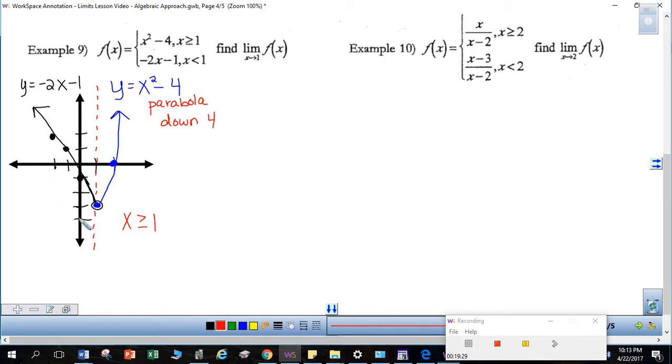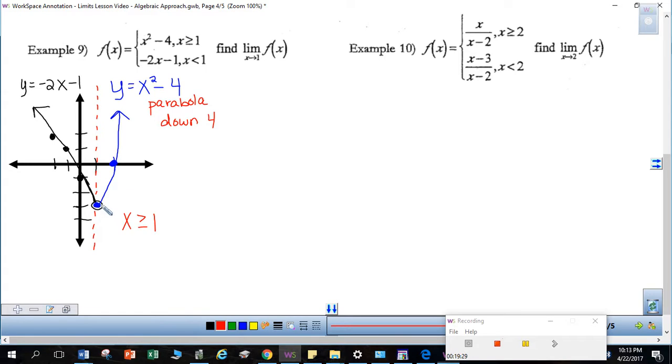So from our vertex, we could get 2 more points, going over 1, up 1, and then over 2, up 4. So remember, that's sort of the general pattern of points for basically half of a parabola. And so I have a filled in circle here, so that's to go here with the blue line, because that's for x values greater than or equal to 1.